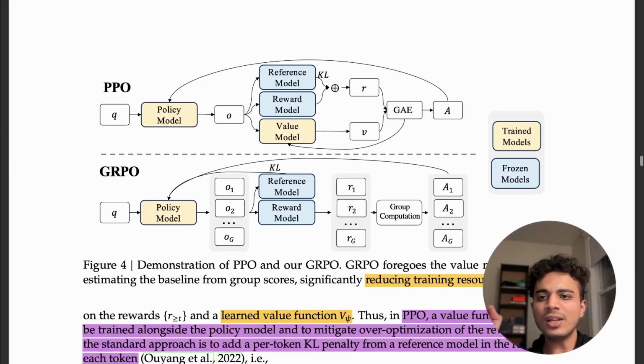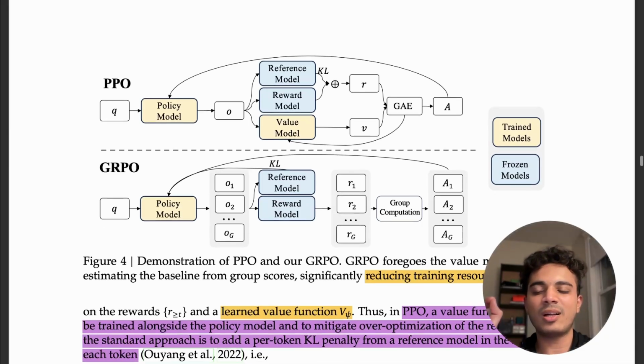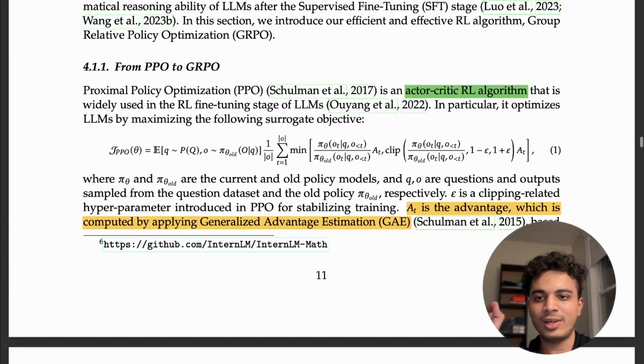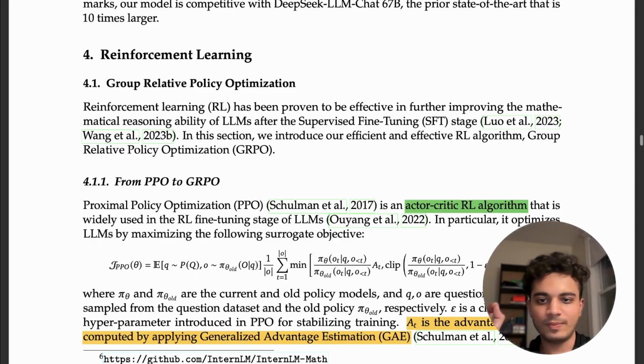Fine. Over here we come to the comparison between PPO and GRPO. Let's talk about PPO a little bit. So PPO is an actor-critic reinforcement learning algorithm that is widely used in the RL fine-tuning stage of LLMs.